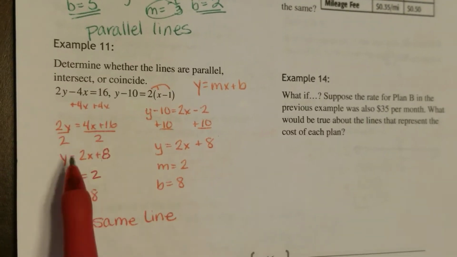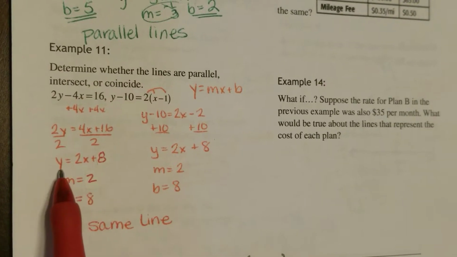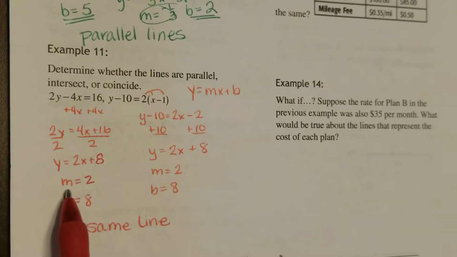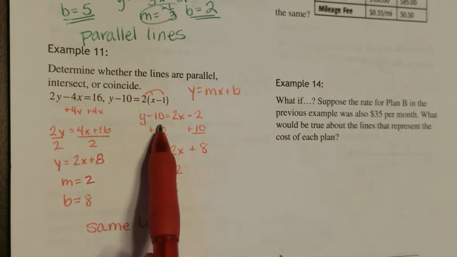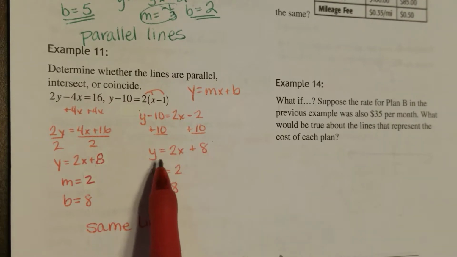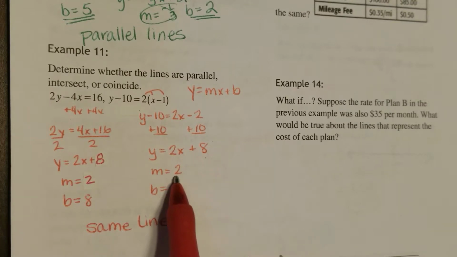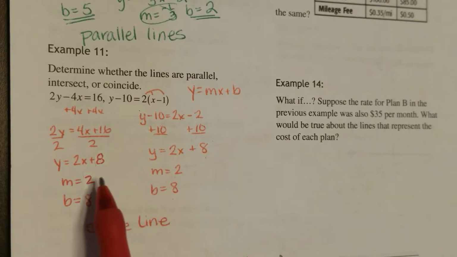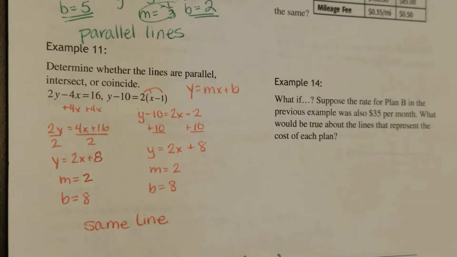Add 4x to each side, you get 2y equals 4x plus 16. Divide by 2, you get y equals 2x plus 8. That tells us that the slope is 2 and the y-intercept is 8. This one I'm going to first distribute the 2, and I get y minus 10 is equal to 2x minus 2. Add the 10 to each side, you get y equals 2x plus 8. Once again, I see that the slope is 2 and the y-intercept is 8. Since they have the same slope and the same intercept, they are the same line.